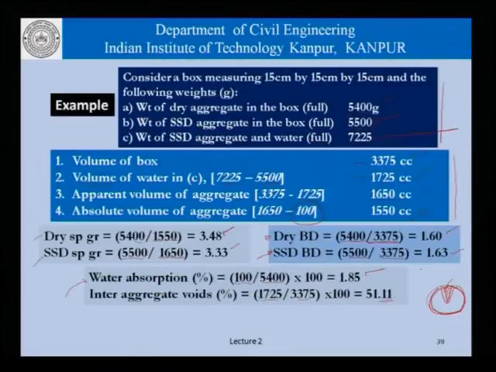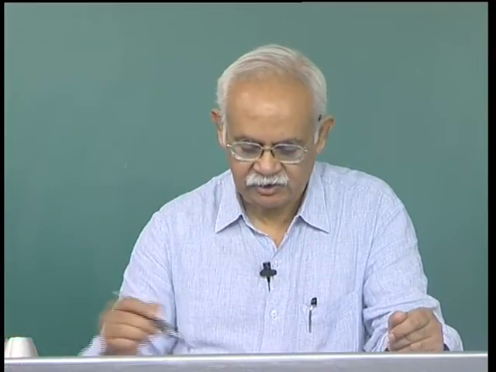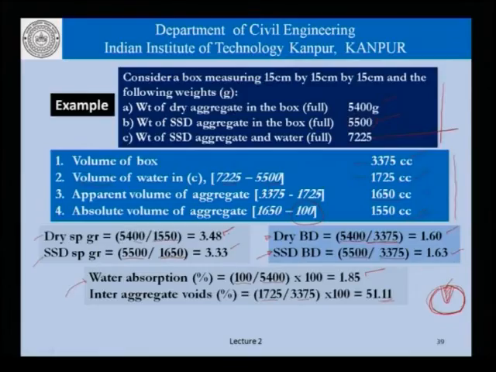So, these numbers tell us a lot of very important lessons. One is the relationship between specific gravity and bulk density. So, specific gravities, which are 3.48 and 3.33, are almost twice the bulk densities, which are only 1.6 and 1.63. When we pack these aggregates, the way the numbers are arranged, there is as much as 50%, 51% of voids within the aggregates.